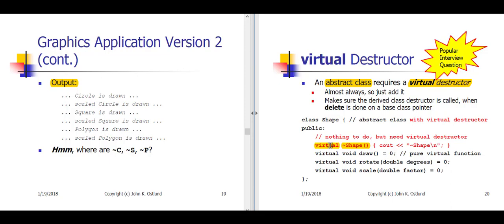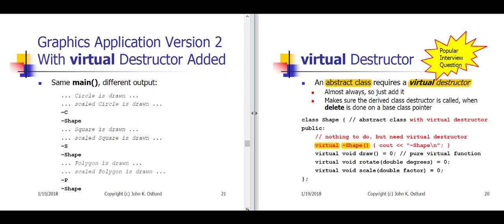So if we have a shape pointer pointing at a circle, and we say delete the pointer, that will invoke the circle destructor. If we have a shape pointer pointing to a square, and we say delete the pointer, that will invoke the square destructor, and so forth. So this is the only correction that we need to make in our class hierarchy, and when we compile and re-execute the program now, we will see a circle drawn on the screen.